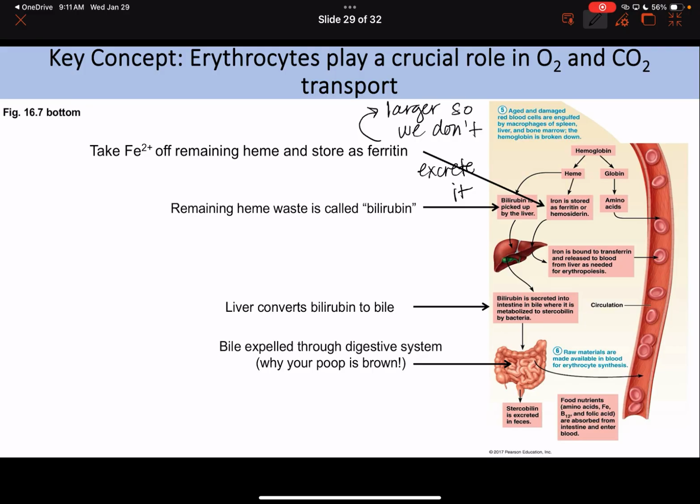So one thing that's interesting is that if you are someone that has liver disease or cirrhosis and you're not converting that bilirubin into bile, you may end up with white feces because you do not have the bile flowing through your digestive system, and you end up with really pale looking feces.